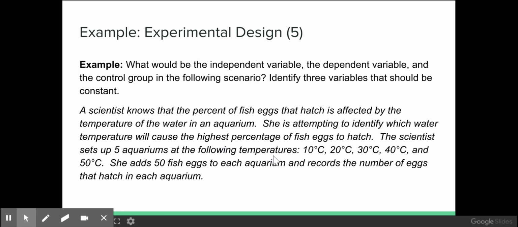My control group should be whatever temperature is closest to room temperature or the normal temperature. So maybe my 20 degrees Celsius group could be my control group.